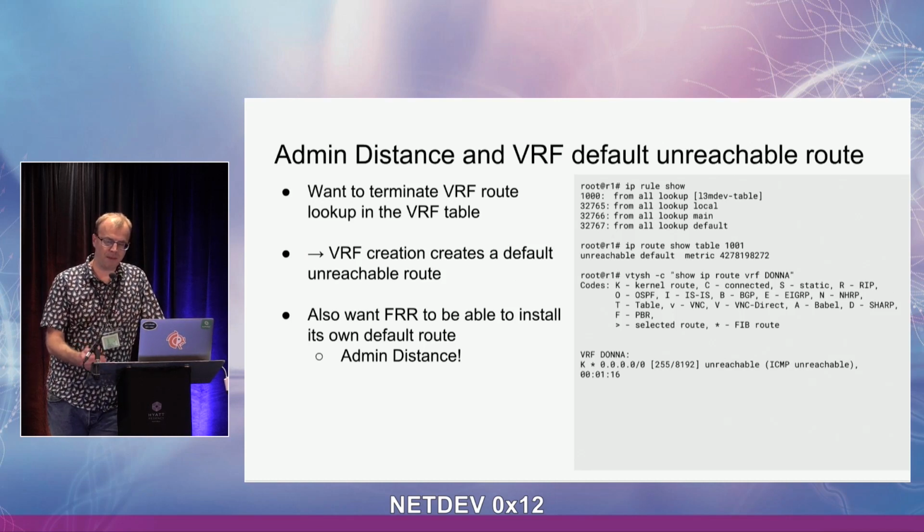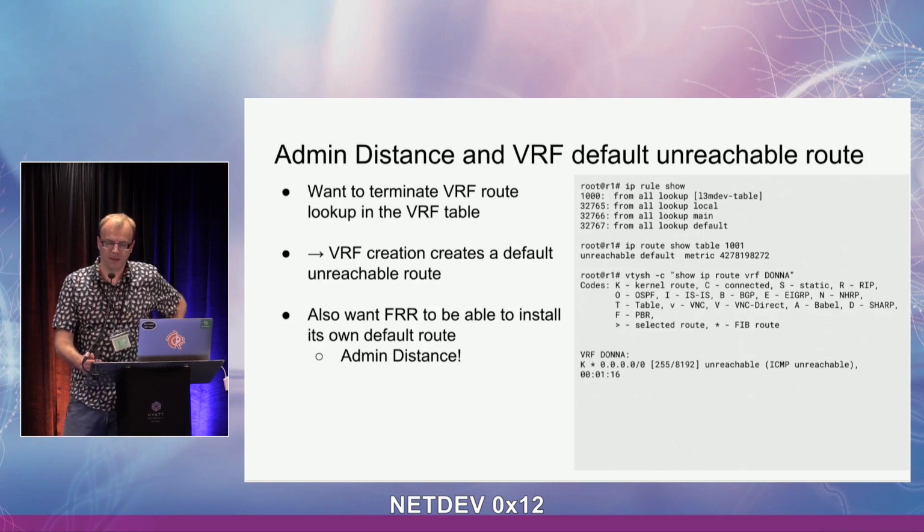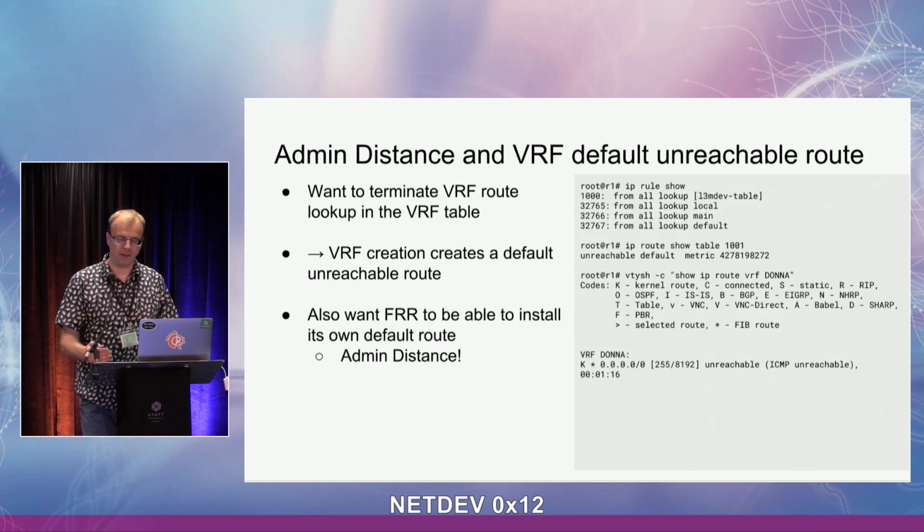So what we've done is that the metric that we've installed the default unreachable route in the kernel can be interpreted as a high admin distance. And because of that, we also want the ability for FRRouting to override that default route if some other routing protocol wanted to put something in.